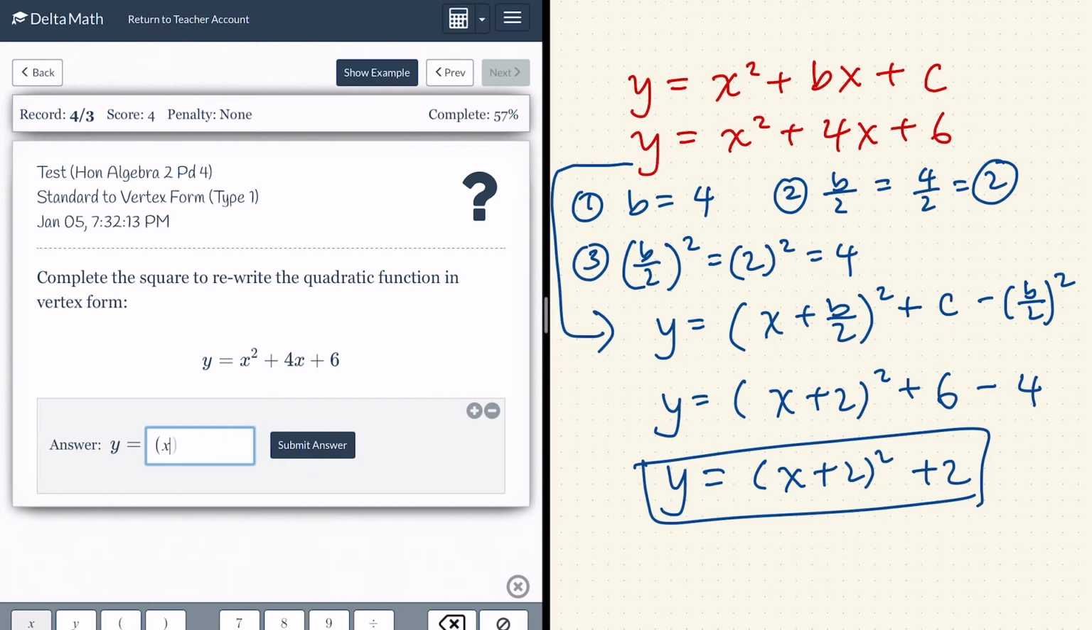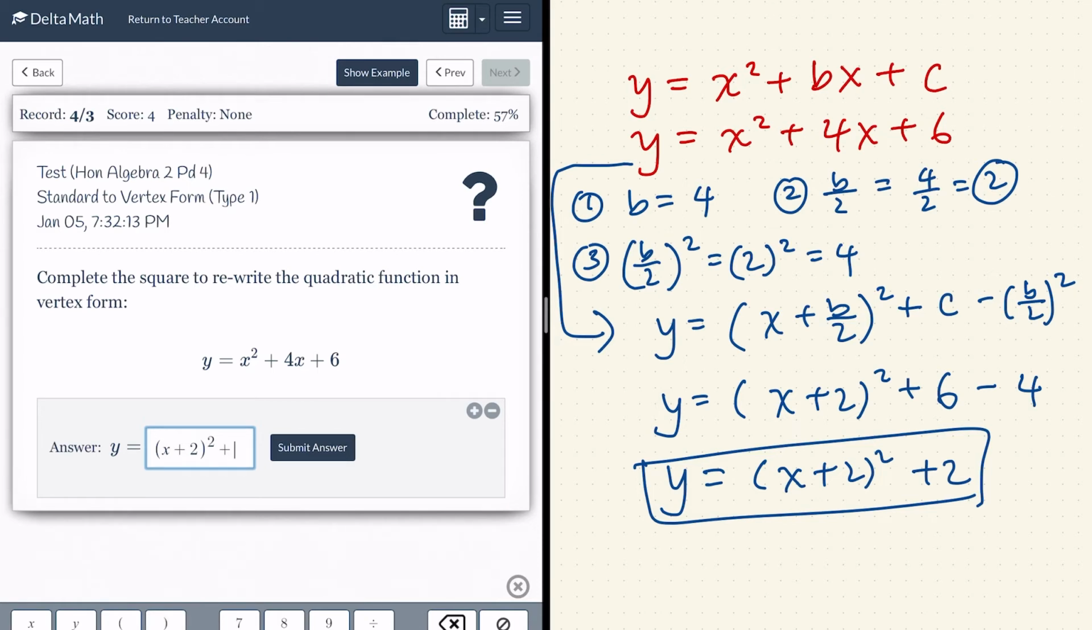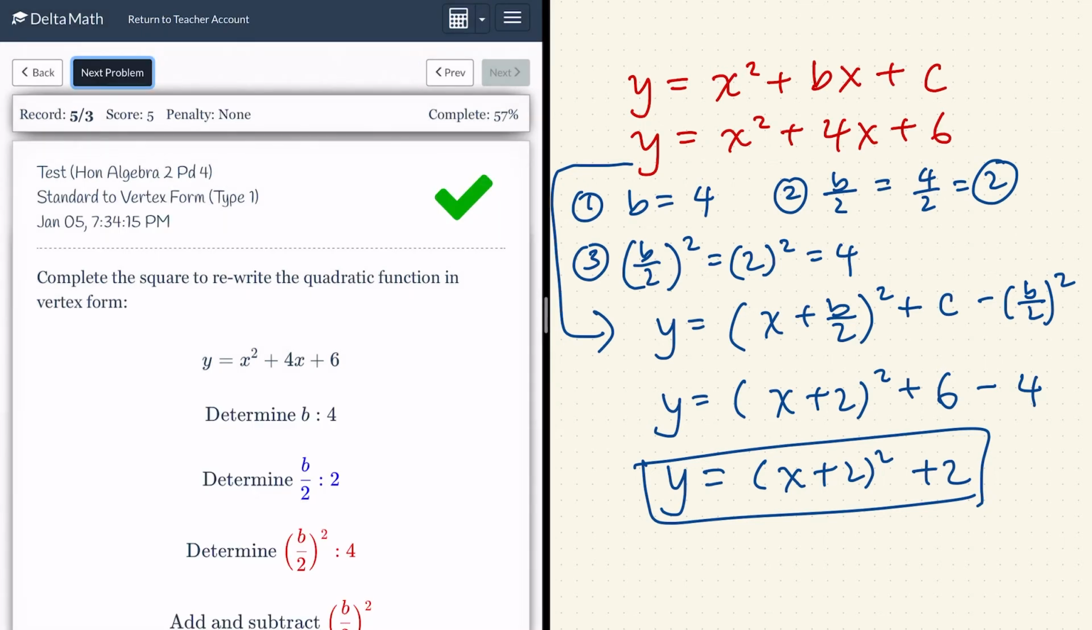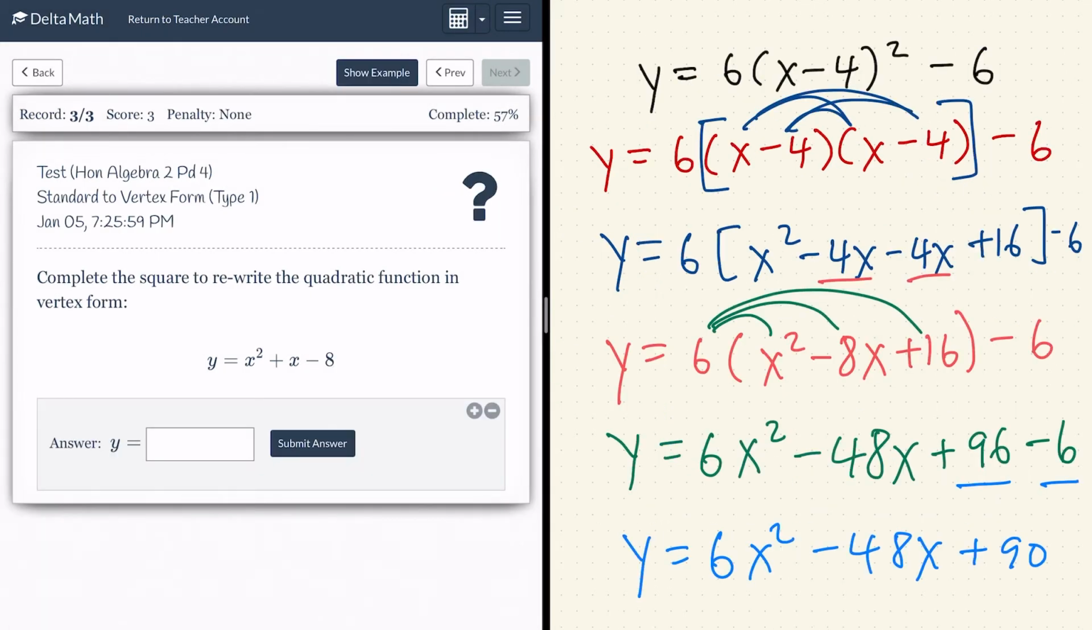So let's type it in. X plus 2 quantity squared plus 2. We spent a lot of time doing that.